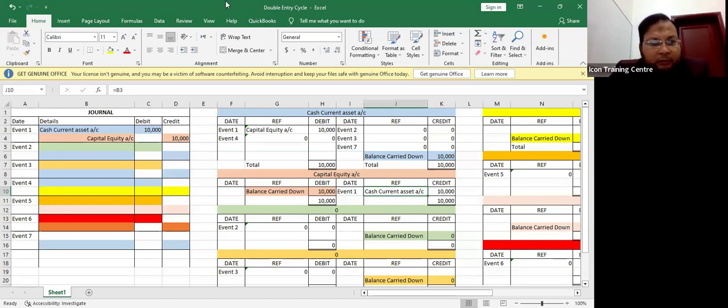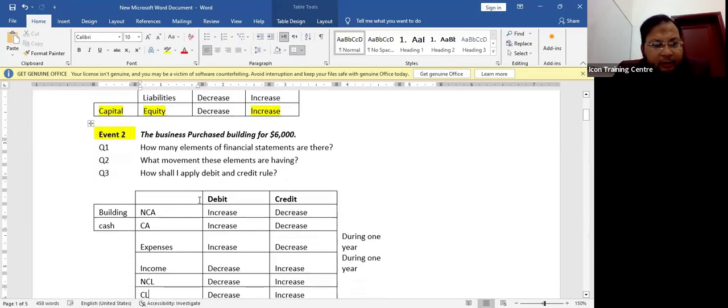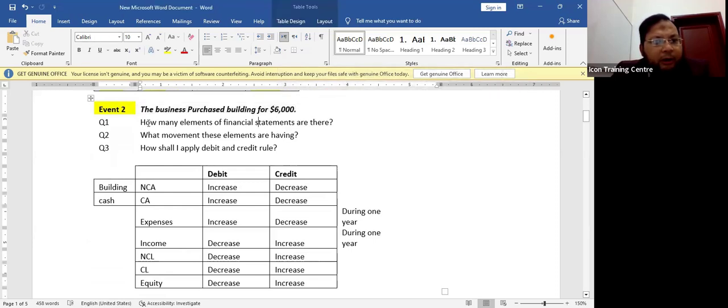Now, we have event 2. Just have a look here, event 2. Now the event 2 says that the business purchased building for $6,000. Now in this transaction, the first step is we have to recognize how many elements of financial statements are there, what movement these elements are having, and how shall I apply debit and credit to.